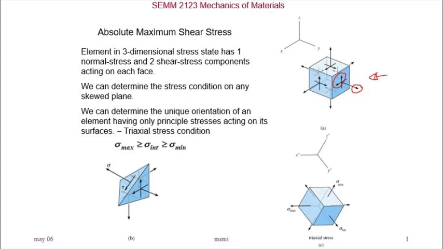We are looking at a situation where we rotate this stress element and we can get three principal stresses. We can rotate the stress element in such a way that we have three principal stresses on it: sigma minimum, sigma intermediate, and sigma maximum. We call this a triaxial stress state.